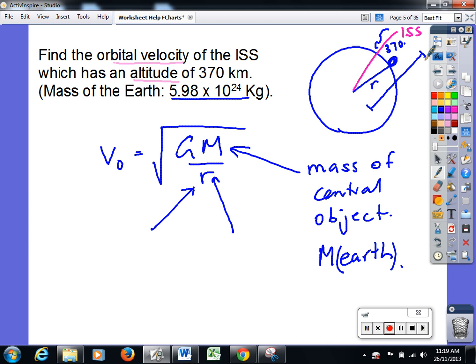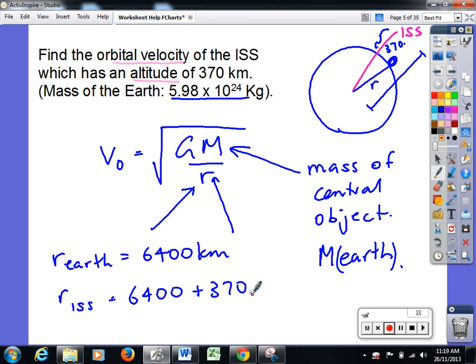So we know that the radius of the Earth, from previous questions, is 6,400 kilometres. So the radius of the ISS would equal 6,400 plus 370. Now don't forget that when we place it into the formula, this must be in metres per second. So that means that we need to find the radius in terms of metres. So these are all kilometres down here, so we must make a conversion. Take a few moments now to answer this question.